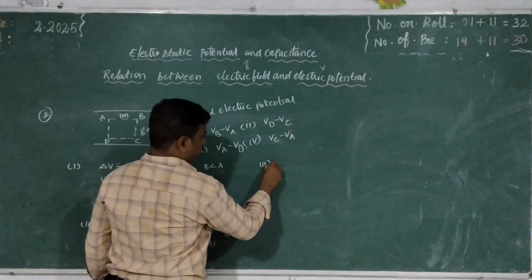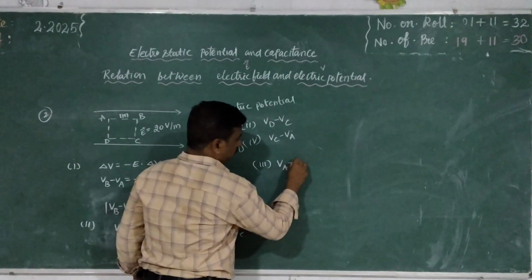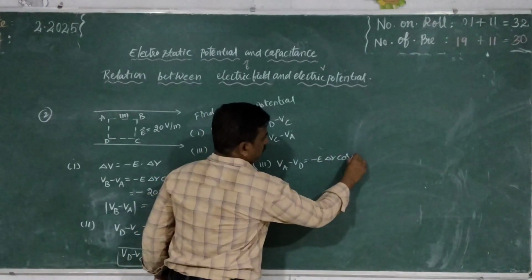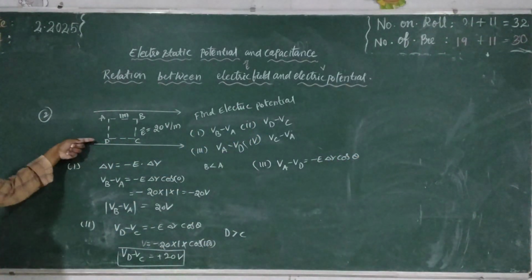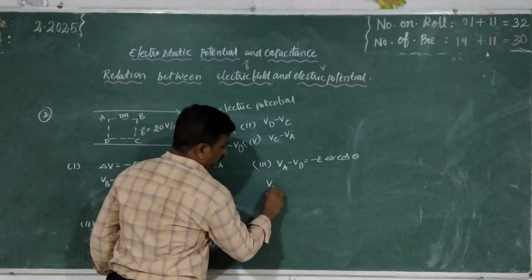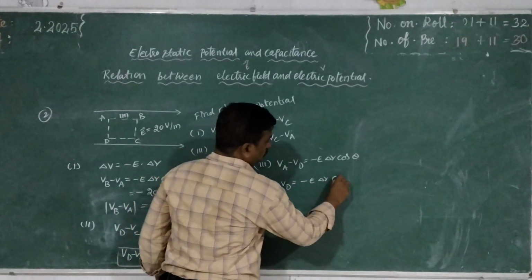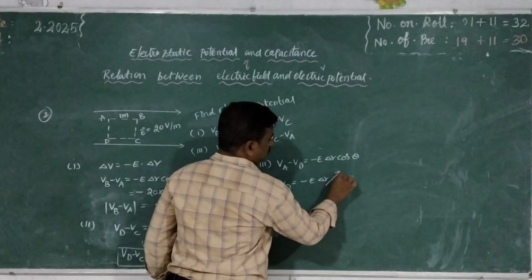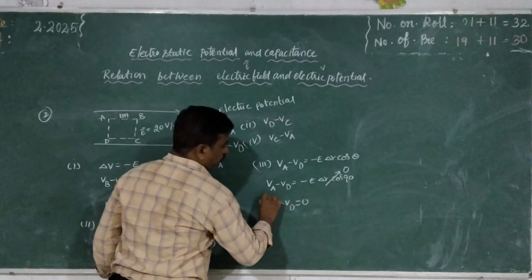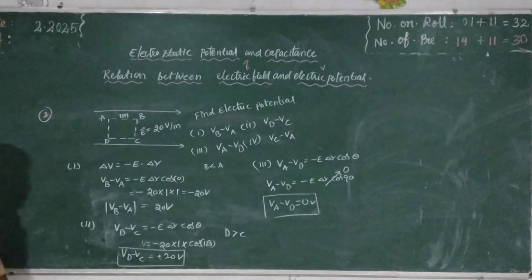Third one, VA minus VD equals minus E dot delta R, which is E delta R cos theta. Here the electric field and the displacement are perpendicular, so VA minus VD equals minus E delta R cos 90. Cos 90 is 0, so the total term is 0. The potential difference between VA and VD is 0 volt.